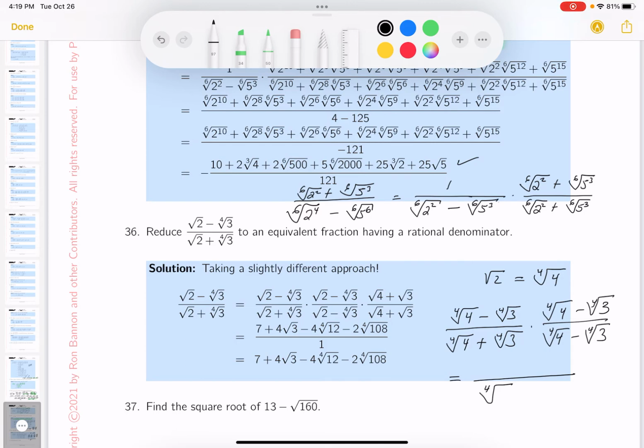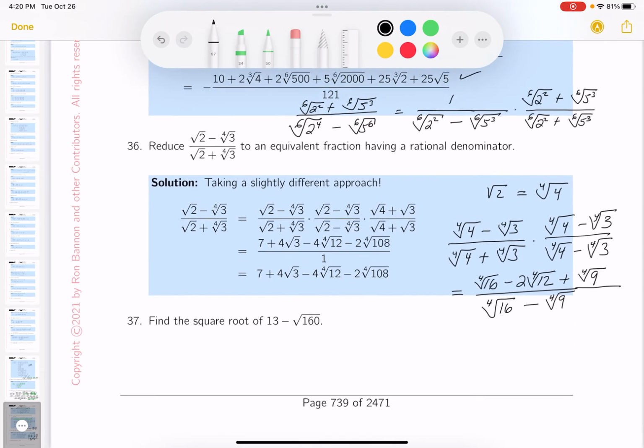4 times 4 is 16, right? And then what do you get? You would get minus the fourth root of 9. I'm going to do the top for you. That would be the fourth root of 16. And then you're going to get minus the fourth root of 12. But you get that twice. So it's minus 2 fourth root of 12. And then last but not least, you get plus the fourth root of 9.